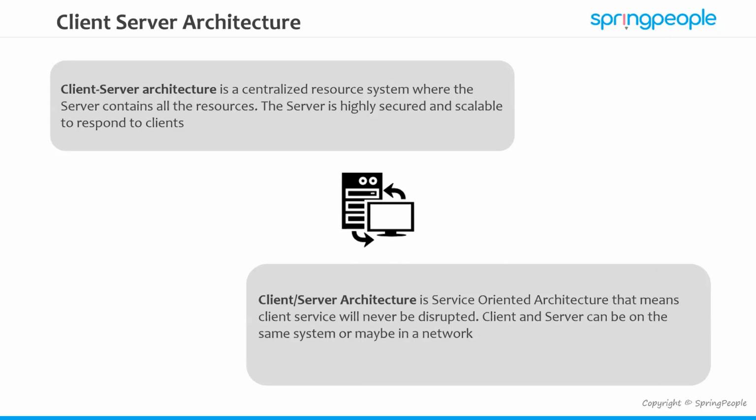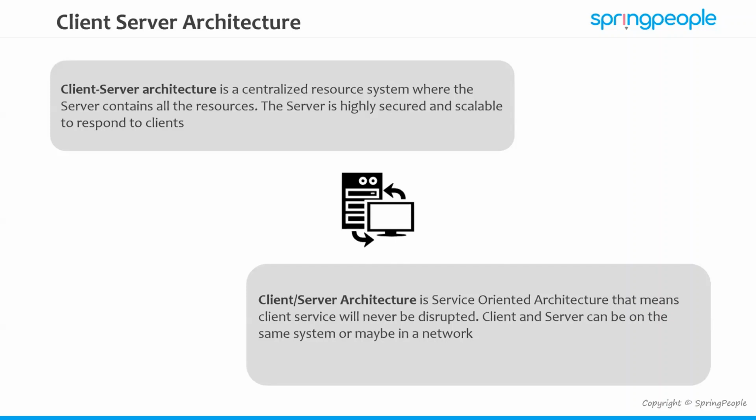Client-server architecture is a service-oriented architecture. That means client service will never be disrupted. Client and server can be on the same system or in a network. So it's a service-oriented architecture, which means all the client services will never be interrupted. No matter what happens, client services will always be up and running. Client and server can be on the same system or in a network also, and still they can run in parallel.